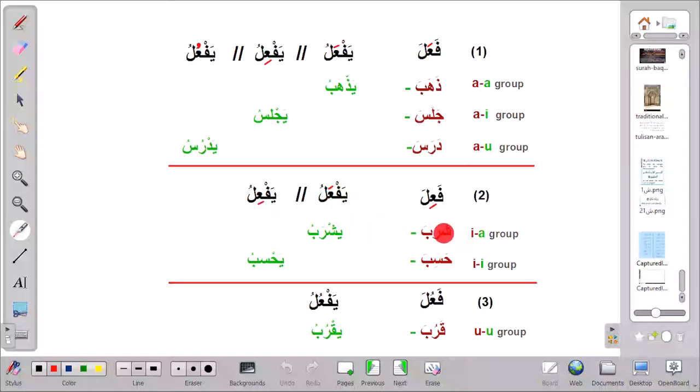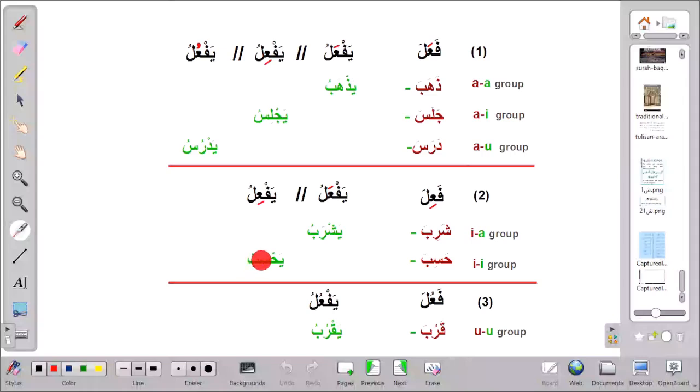Okay, so shariba, example, shariba, yashrabu; hasiba, yahsibu. You see, hasiba, yahsibu. They are all the same pattern, shariba, hasiba, but this one has yashrabu, not yashribu, and this one has yahsibu, not yahsabu. Even though it is also possible, it is yahsibu in this case.